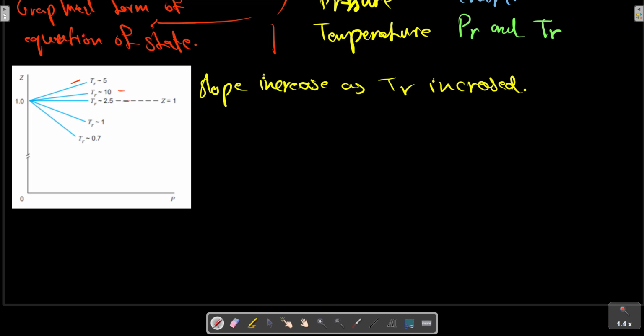Note that also, the slope increases until a maximum is reached at T_R about 5, and after that the slope decreases toward the Z equals 1 line for higher temperature.